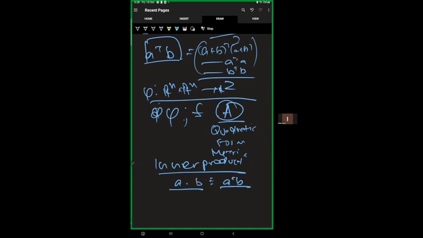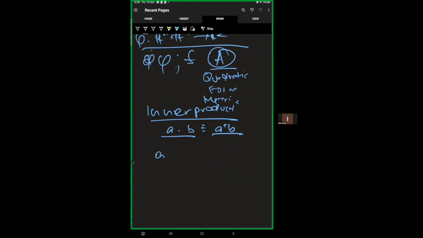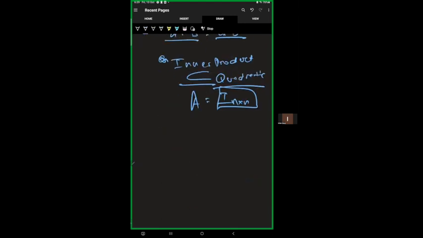However, here we can see that the inner product space satisfies all the properties of the quadratic space, where we take A equal to the n by n identity matrix as our choice of the quadratic form.